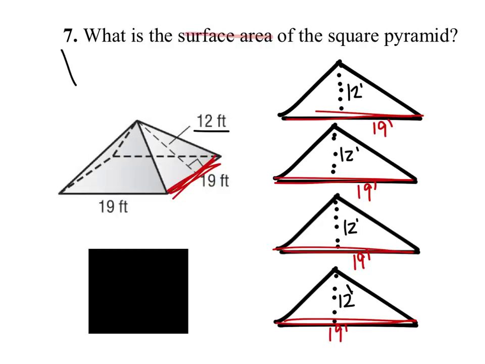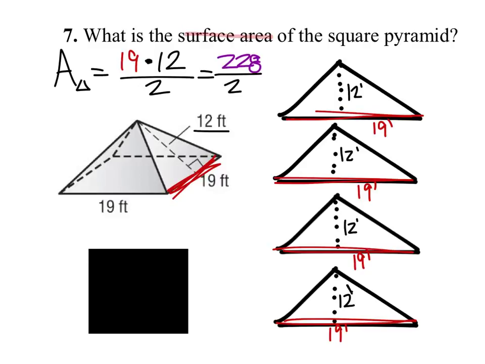Now the area of one triangle is going to be the base, which is 19, multiplied by the height of the triangle. And then we're going to have to divide that by 2 because all triangles are just half of a parallelogram. And again, this is just the area for one of the triangles. 19 times 12 is 228. And then dividing by 2 gives us 114 square feet.